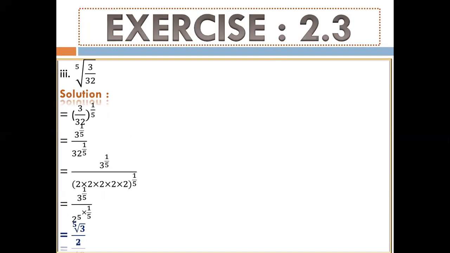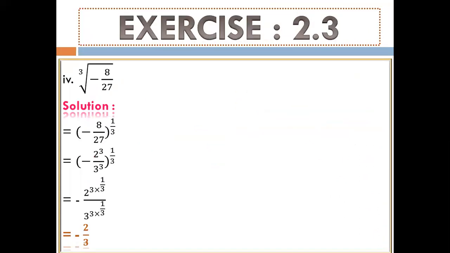The third part is the fifth root of 3 over 32. We cannot find the prime factors of 3 because 3 is also a prime number. Again we convert 32 into prime factors: 2 raised to the power 5, five twos. We have 3 raised to the power 1 by 5, and also 32 raised to the power 1 by 5. When we convert 32 to prime factors, it is 2 raised to the power 5 multiplied by 1 by 5. They both cancel. In the numerator we write the fifth root of 3 over 2.